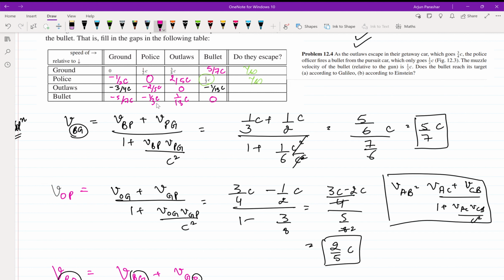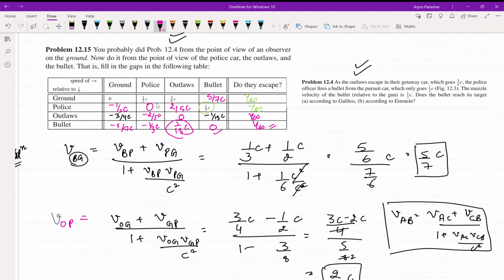So now coming to this part. Do they escape? The speed of the outlaws with respect to the bullet is this, and this is already negative and this is positive. So yes, they did escape again. Now coming to this part, again this is more, this is less. So yes, they did escape again. So these are the answers that we filled in the gaps.